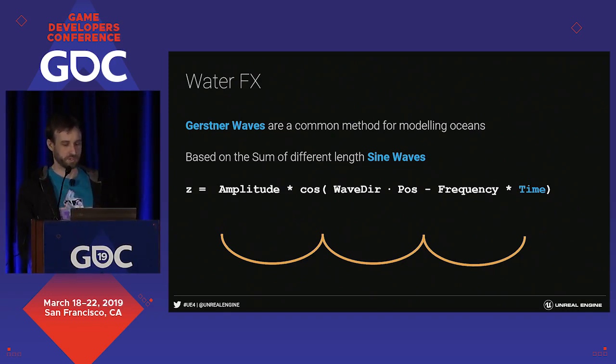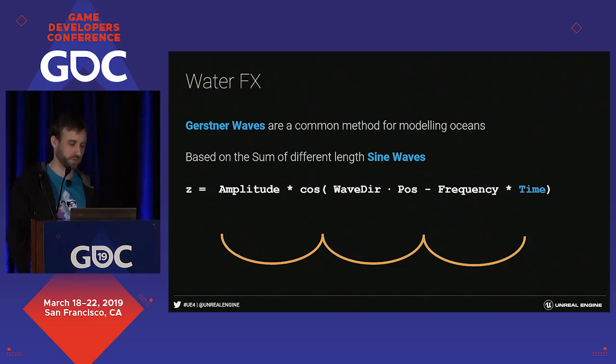And here is the slightly simplified formula for a Gerstner wave on the vertex shader. Basically, you have its cosine, which is the same as sine, but slightly offset. And you have a wave direction, which does a dot product with the world position, which gives you a linear gradient in some direction. And then you subtract frequency times time, which gives you the animation portion of this. And then it just gets multiplied by amplitude.